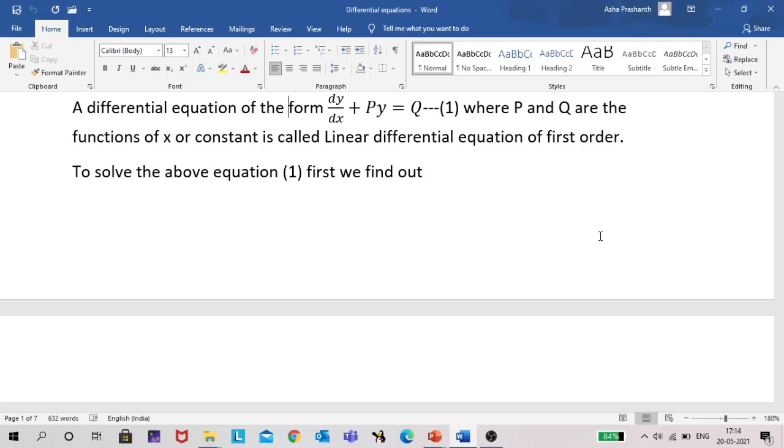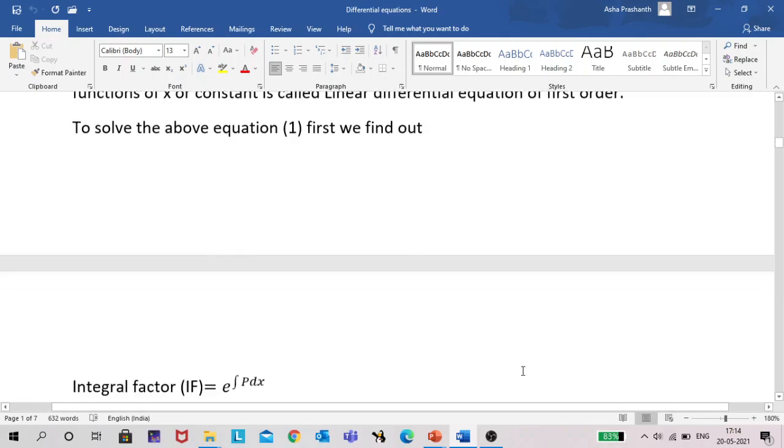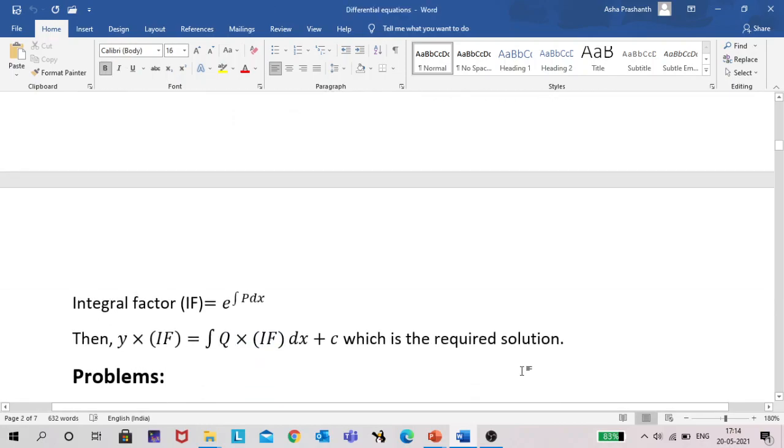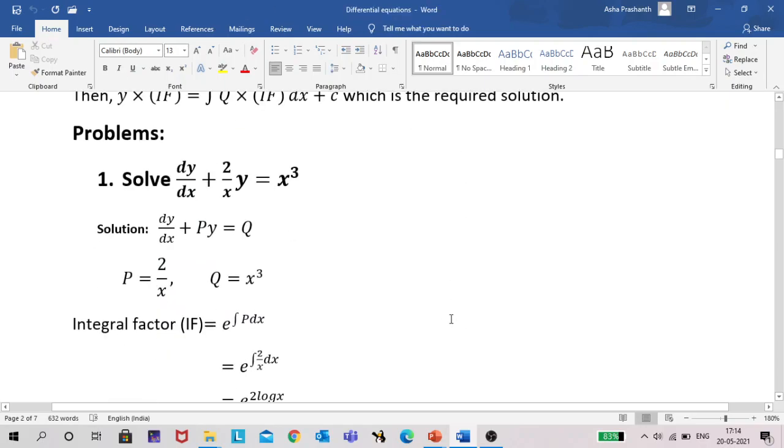So we find the solution for this linear differential equation. First we should find the integrating factor. The integrating factor is equal to e to the power of integration of p dx. After finding the integrating factor, we have to find the general solution: y into integrating factor is equal to the integral of q into integrating factor dx plus an integral constant. This is regarding the linear differential equation.